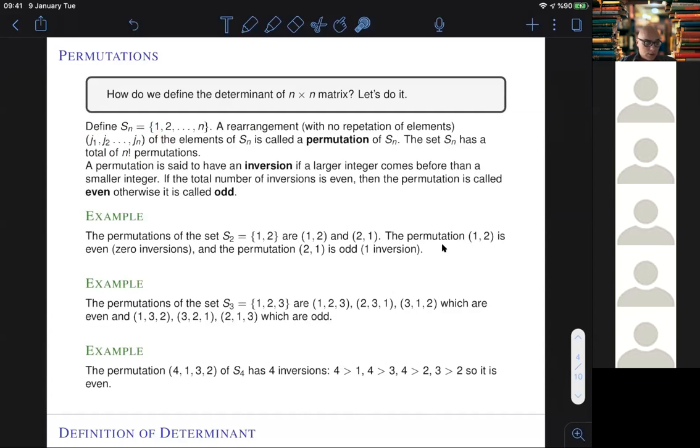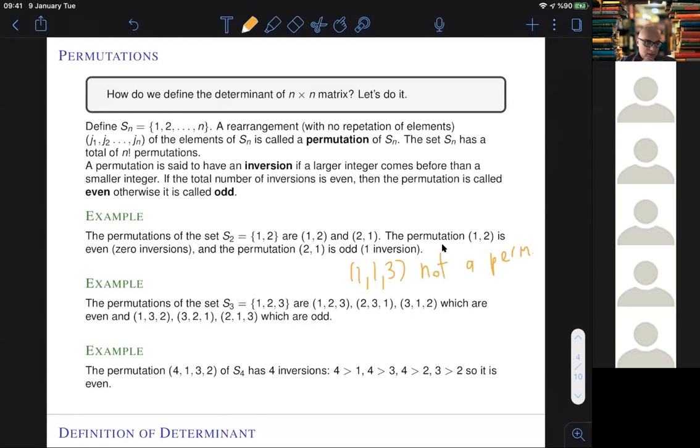So for example, what does it mean? Let's look at S2. S2 is the set 1 2, and its permutations are 1 2 and 2 1, and nothing else. The permutations of the set S3 are 1 2 3, 2 3 1, 3 1 2, 1 3 2, 3 2 1, 2 1 3, all possible combinations, or all possible permutations. So this, for example, is not a permutation of S3. Not a permutation.